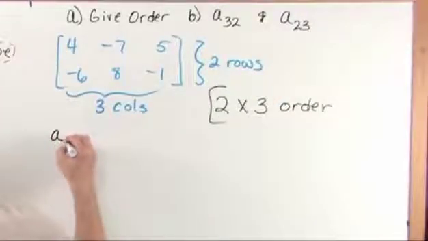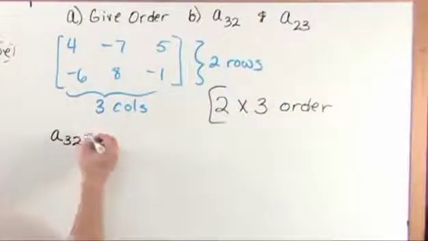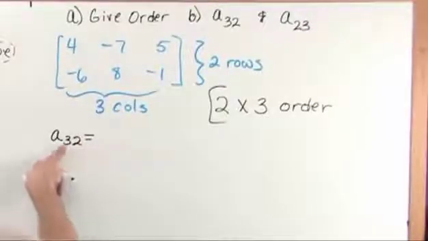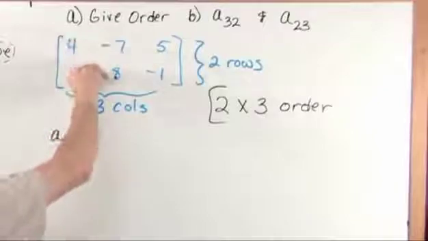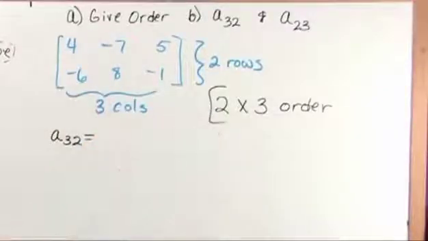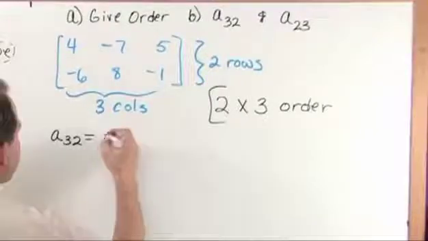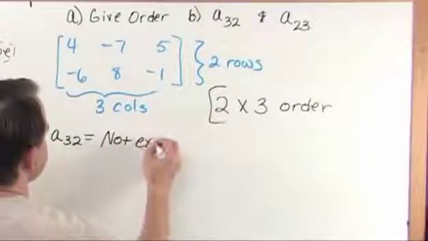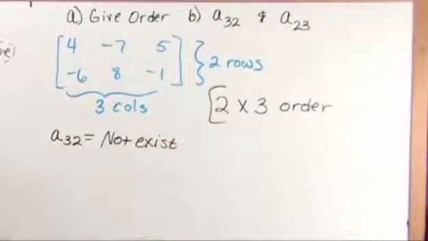What is A32? A sub 3 sub 2. First number is the row, and the second number is the column. So we have to go to row 3. Row 1, row 2, there is no row 3. Because there's no row 3, this makes no sense at all. So this does not exist. Or you can say it's not possible to find it. It's because this matrix only has 2 rows. So you can't find A sub 3, 2 because you're trying to find something in the third row. There is no third row. So you put that it doesn't exist.